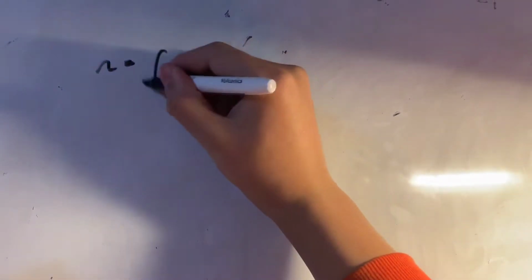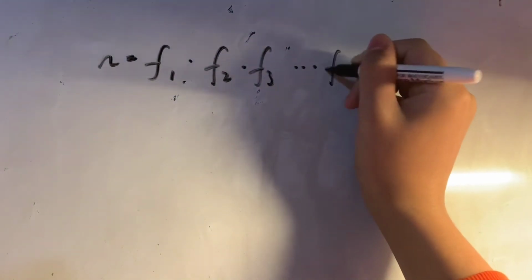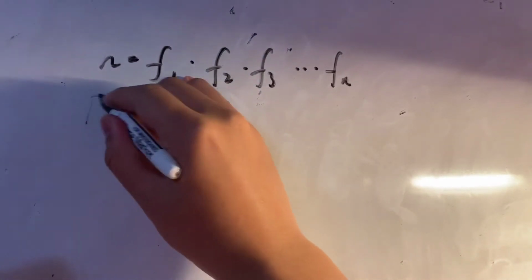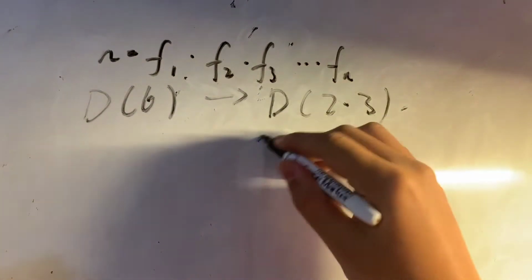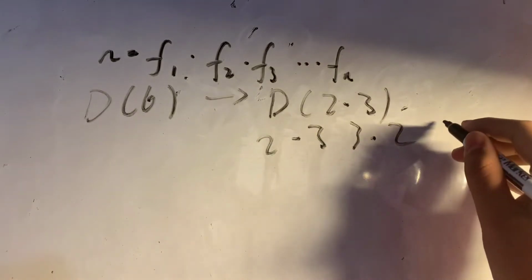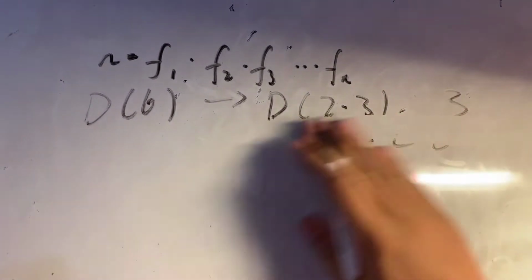This week we are going to talk about a new problem. Let dn denote the number of ways where the integer n can be written as a product of k integers, where k is larger than 1. For example, d6 can be written as 2 times 3, 3 times 2, and 6. So the total number of solutions of d6 is 3.